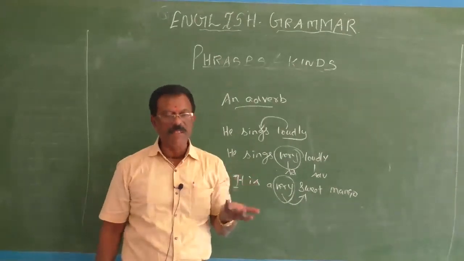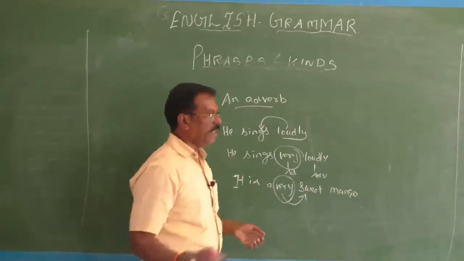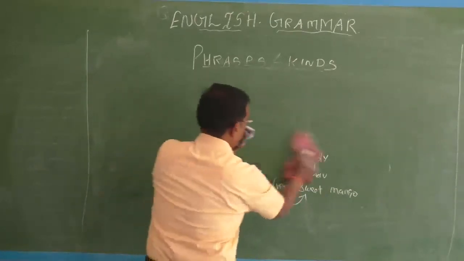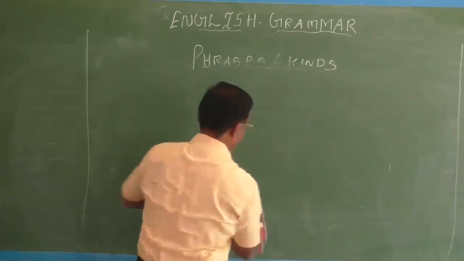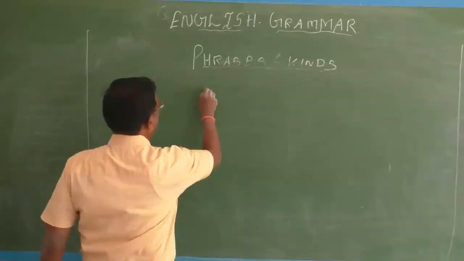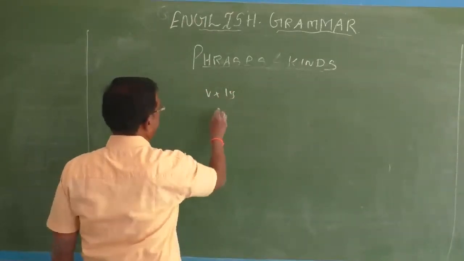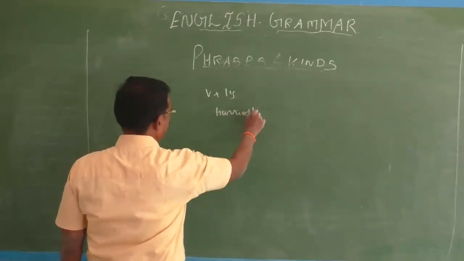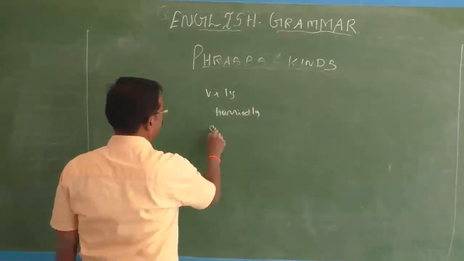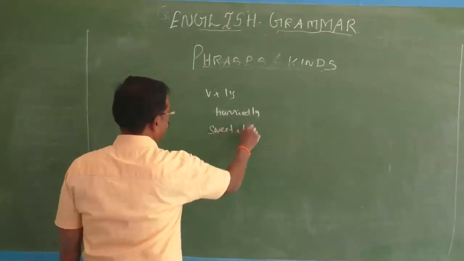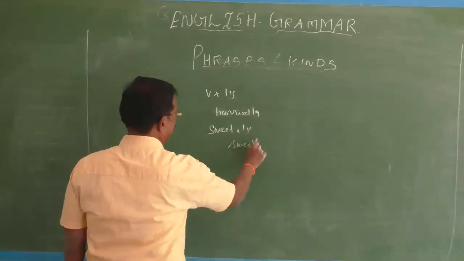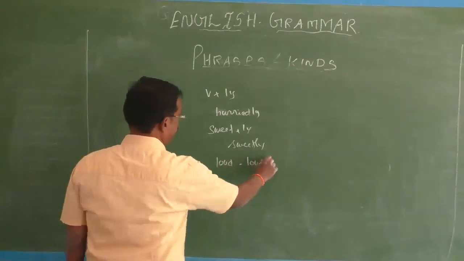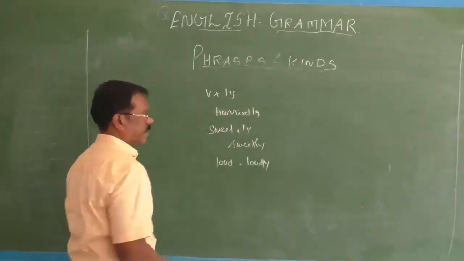So what are the types of adverbs? Adverbs are many in types. I'll give you one example for each one. See, normally verb plus ly. See, hurried, hurriedly, sweet, sweetly, loud, loudly. Sometimes they are derived from adjectives also.